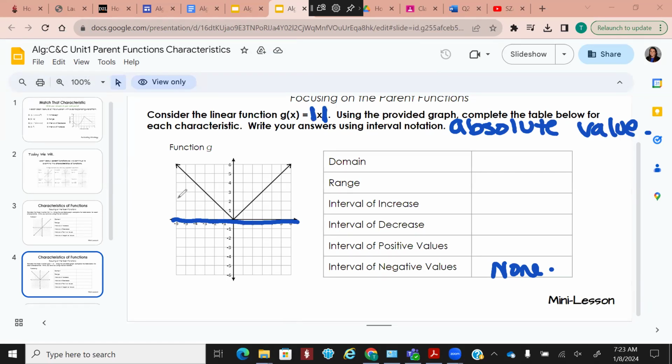Now for domain, you see how these arrows go off into the different directions? It's going to be from negative infinity to positive infinity. So from left to right, it's going to go negative infinity to positive infinity. Now my range is bottom to top. So what's my lowest y value? 0. So what's my highest y value? Well, it keeps continuing up, right? So infinity. Are there any questions about how I got domain or range?